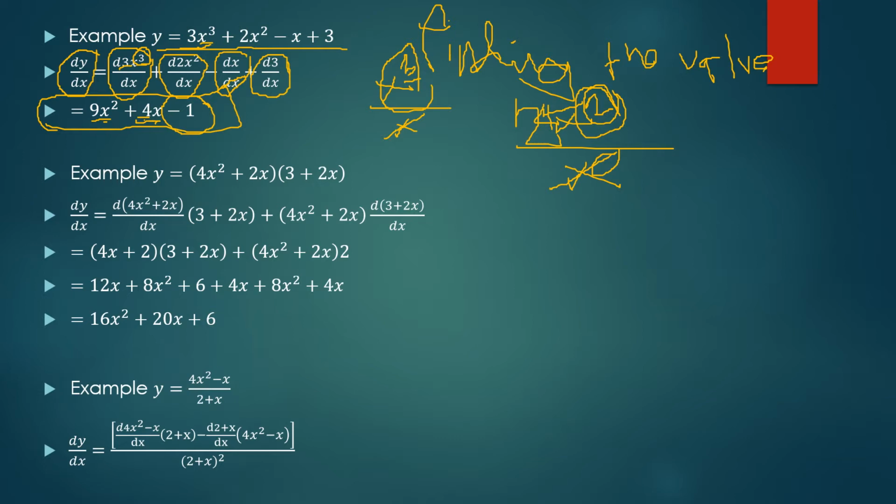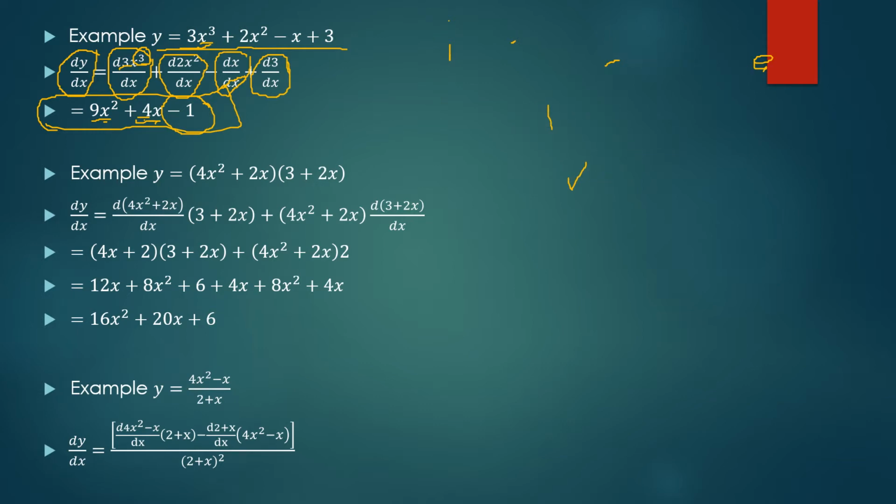Now this one, what kind of derivative rule is this? This is what we call the S and D, or the sums and differences. Okay, so this one is the sums and differences. Next rule is the product rule.